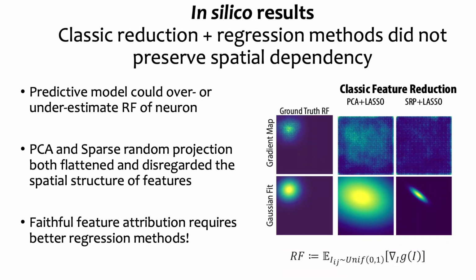If our regression method or encoding model doesn't correctly estimate the receptive field of the neurons, then how should we trust their predictions on something else? So that drives our development of our methods.